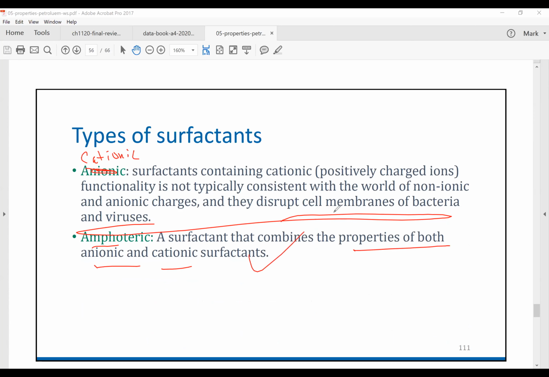These would be kind of like the definitions you would see on your final. So anionic is the one that has negatively charged. Cationic, positively charged. Amphoteric, both positive and negative. And then non-ionic, it would have no charges. That's how it would be worded for you. All right, let's look at some more. I might skip a little bit ahead now. I'll cover some different ones.